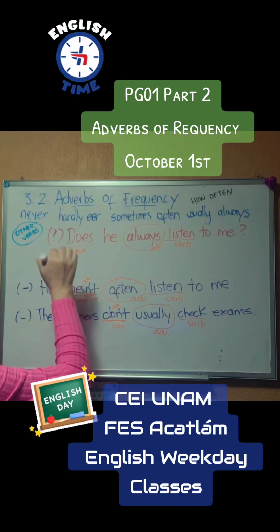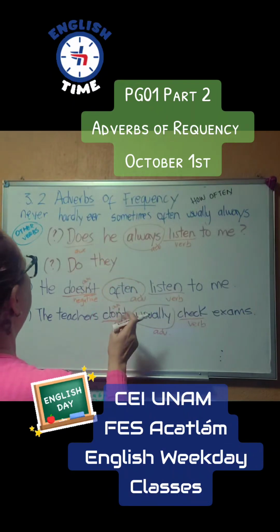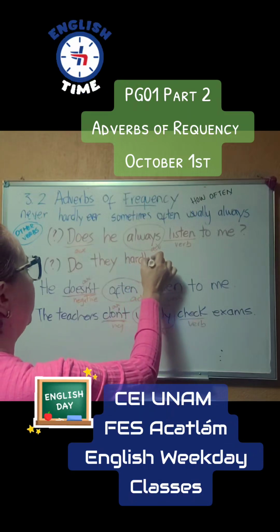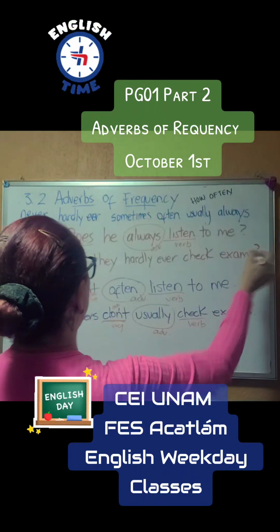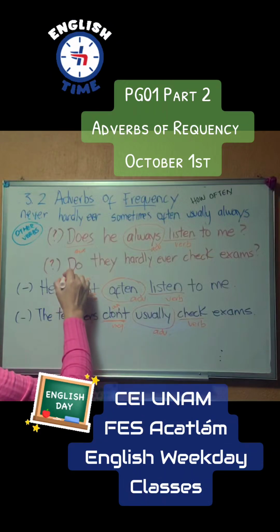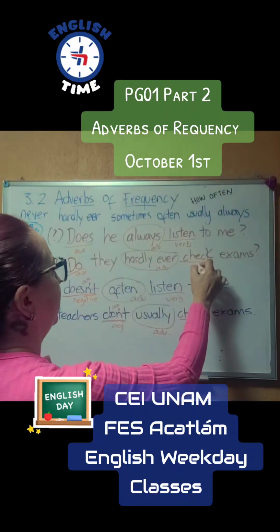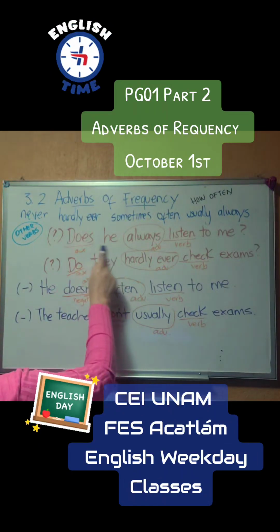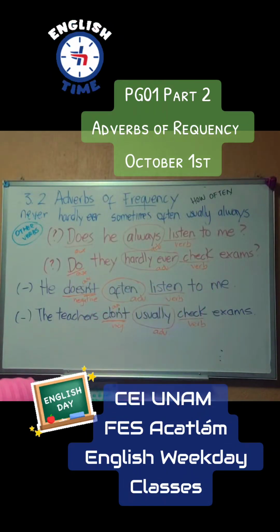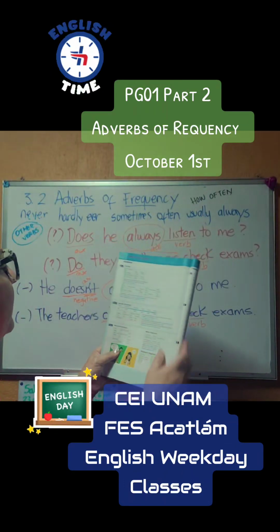And for the teachers, auxiliary to the beginning: do they, or the teachers do they usually, or hardly ever, let's change, hardly ever check exams? Do they hardly ever check exams? So we have here auxiliary, then we have the adverb, and then we have the verb. That would be for all the verbs that are not the verb to be. Auxiliary, subject, adverb, and verb. That is the way we use the adverbs of frequency that are on page 3.2.